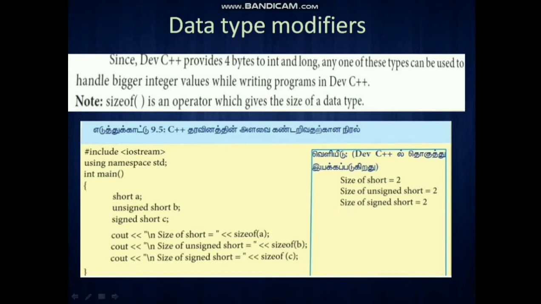Short A, unsigned short B, signed short C: these all allocate 2 bytes. So sizeof(A) for short A gives 2 bytes, sizeof(B) for unsigned short gives 2 bytes, and sizeof(C) for signed short gives 2 bytes. These are the bytes for the short, unsigned and signed data types.